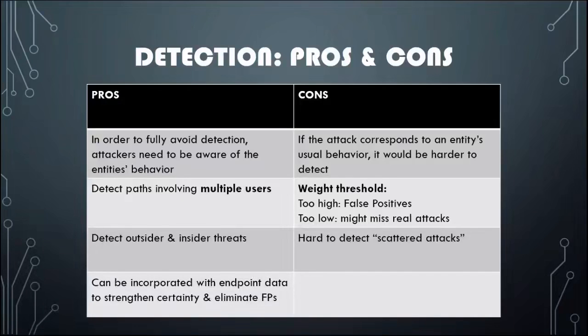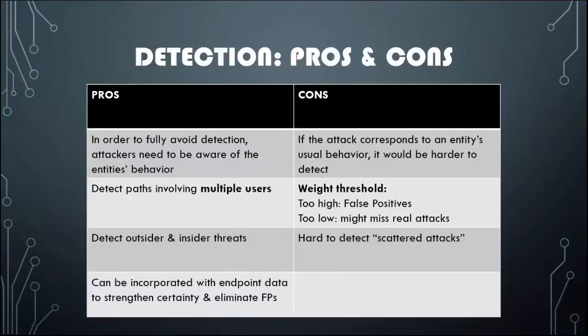Also, it allows us to detect paths which involve multiple users, either in the star structures or in the chain structures. It can help us detect both outsider and insider threats. So it can be a user that starts accessing resources that he shouldn't be accessing. And last thing is that it can be incorporated with data that we have from the endpoint in order to strengthen our certainty in the signal and understand whether we are dealing with a benign activity or an actual attack.